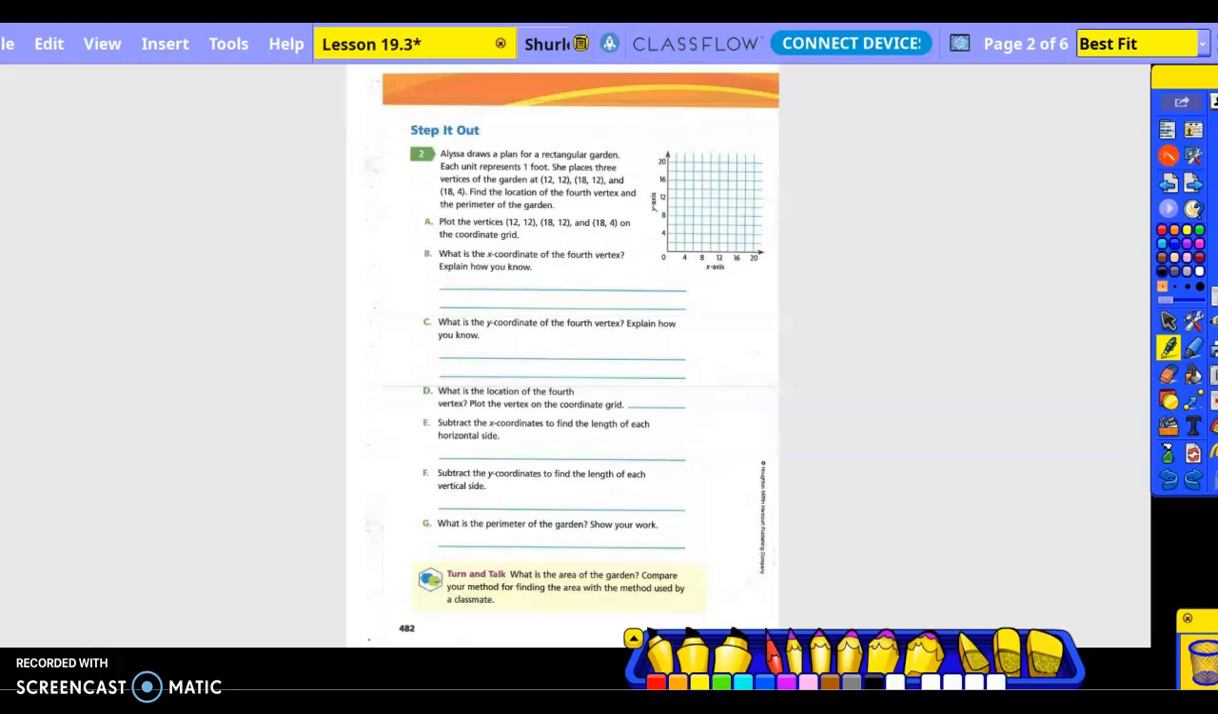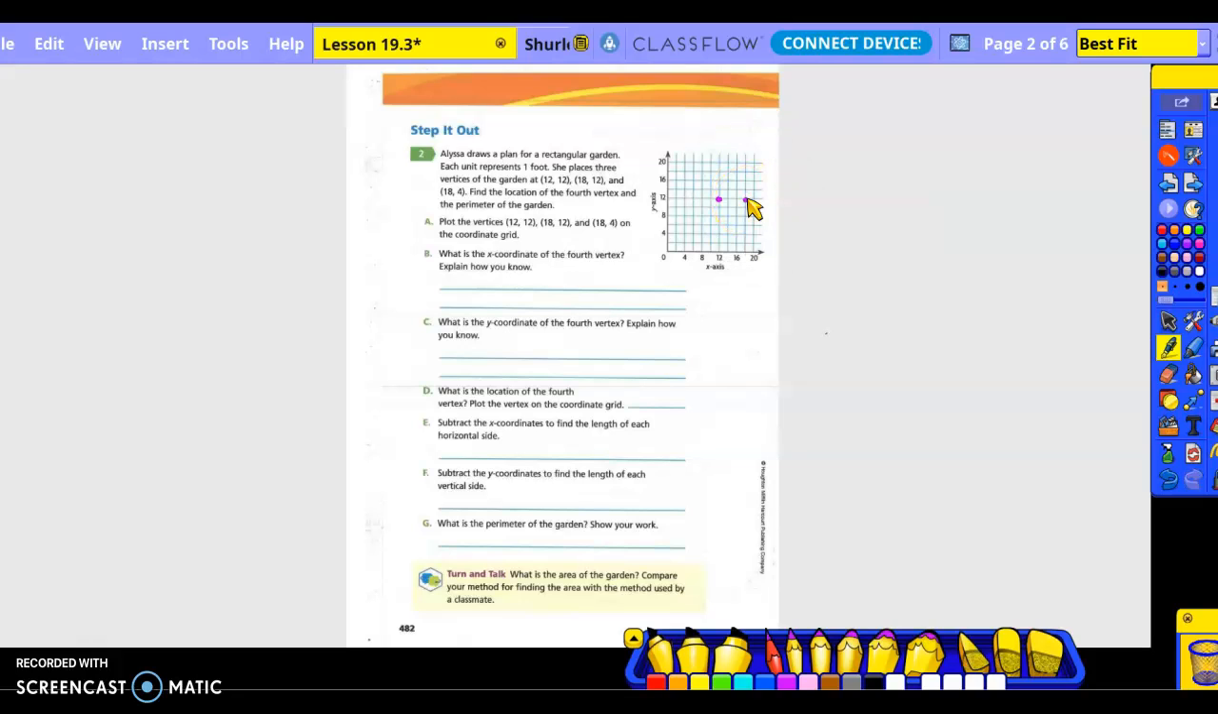I don't just say go over. I say go over to the right to 12 and then up 12, right? So I'm going to put a dot there. Okay. My next one is 18, 12. So I'm going to go over to the right 18. Now, I don't have exactly 18. So 18 is going to be between 16 and 20. So I'm going to go over to the right 18 and up 12.